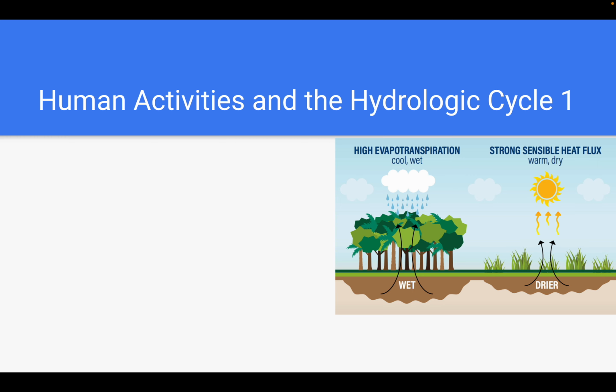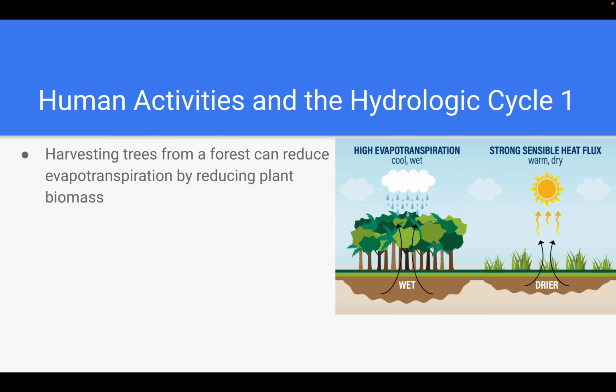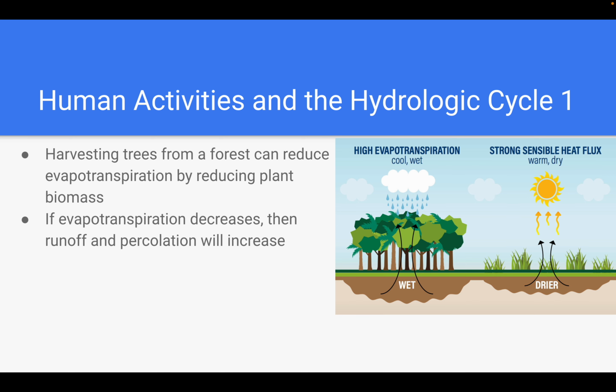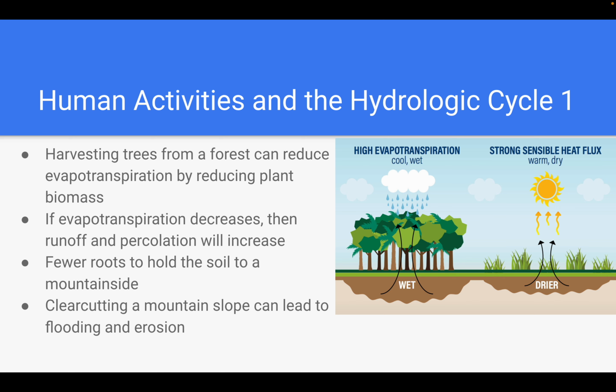Now, human activities have an immense impact on every aspect of the world and our existence, including the water cycle. So, harvesting trees from a forest can reduce evapotranspiration by reducing plant biomass. If there's not as many trees, there's not going to be as many plants, and thus there's not going to be as much transpiration. Now, if evapotranspiration decreases, then the runoff and percolation will increase. So, what does that actually mean for us? That means that fewer roots holding the soil to a mountainside can result in flooding and erosion.